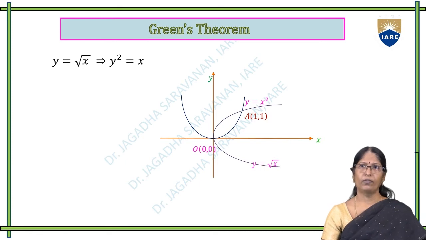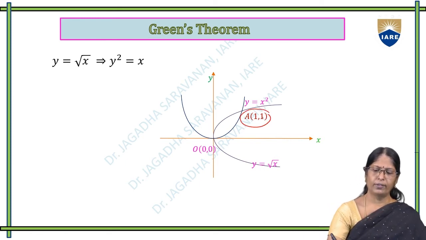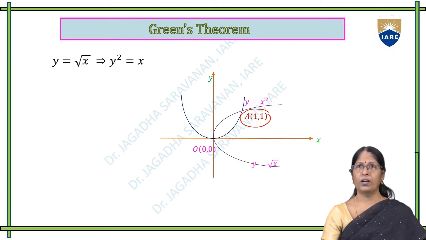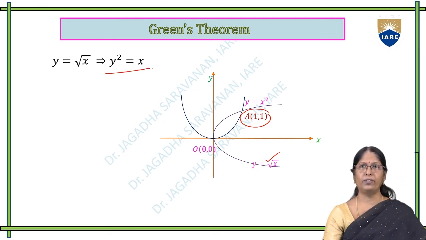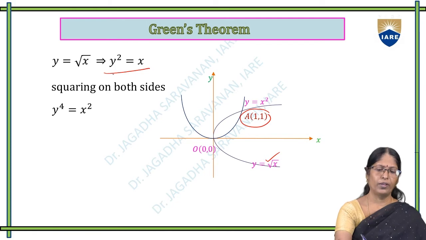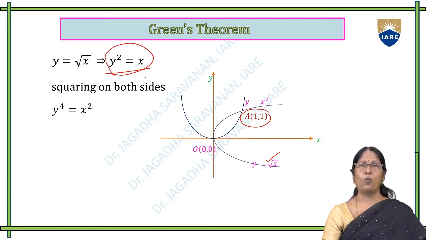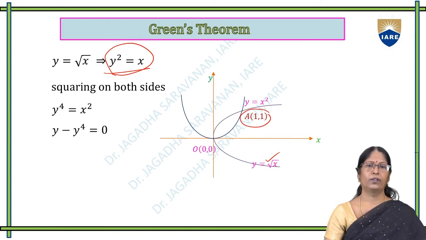Now, before this point, how did we obtain the intersection point 1, 1 of the two curves? We take y equal to root x and square both sides. So y square equal to x. Again we square both sides: y power 4 equal to x square.